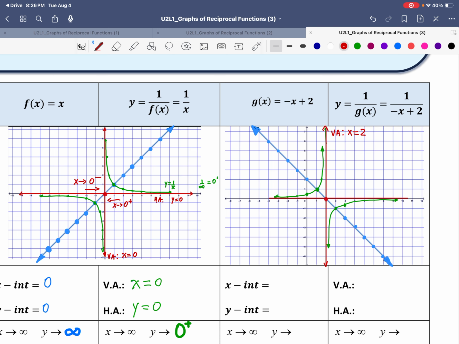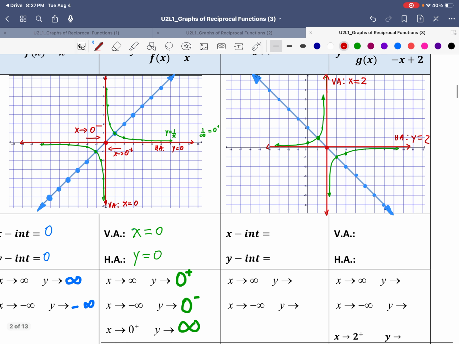So the vertical asymptote is found in the same way as before, by stating the restrictions or finding the zeros of the denominator. But the horizontal asymptote actually didn't change. It was y equals 0 in both cases. So we'll have to think about it.